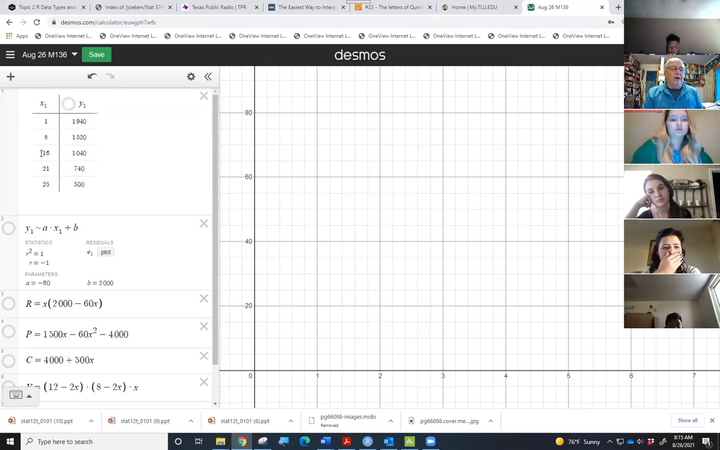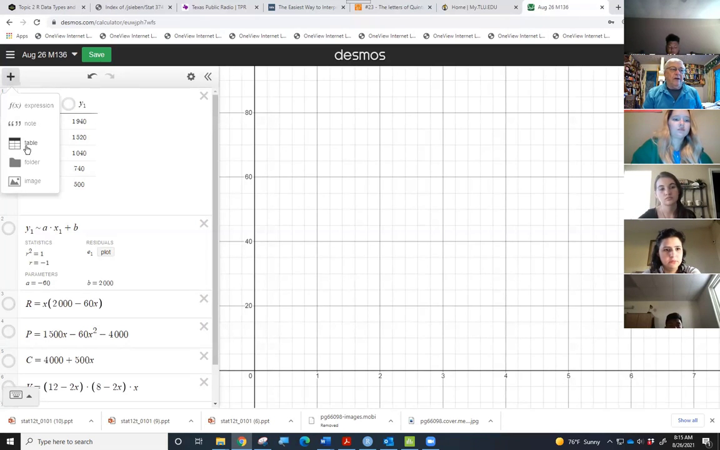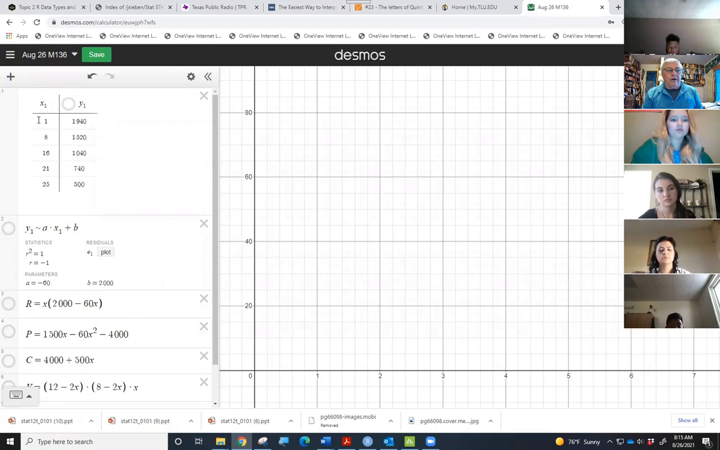So here's the table out of the book. And I entered that by going over here to the plus, add an item, and I selected a table. So I was able to add a table. And I copied this right out of the book. The book says if I have 1,000 units that I'm going to offer, I can expect to get $1,940 a piece for them. If I only offer 1,000, that's my price point.